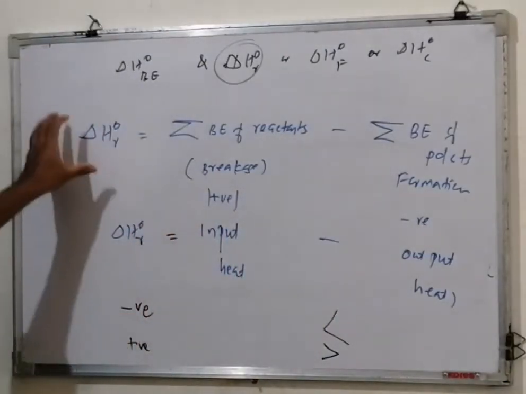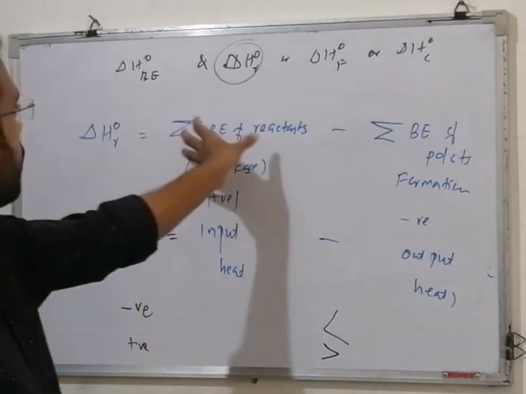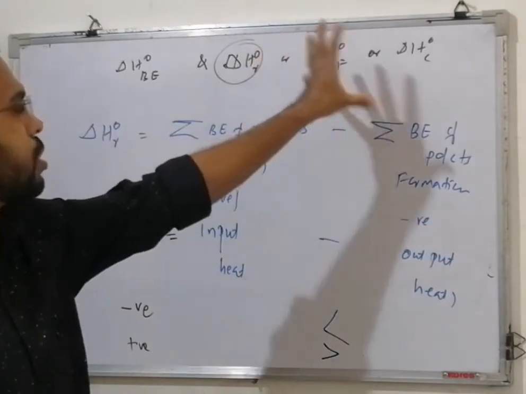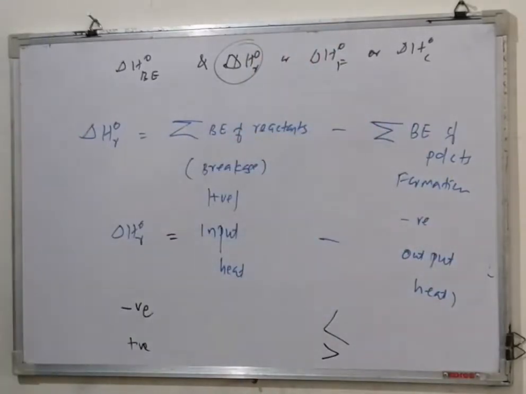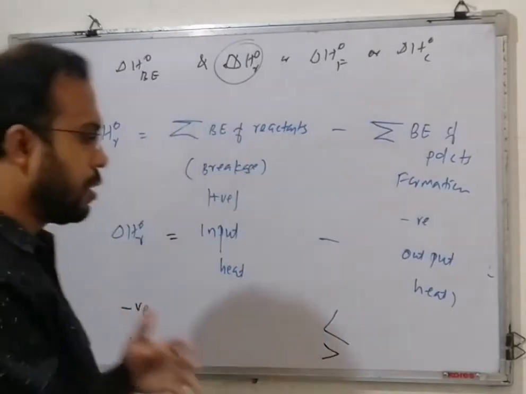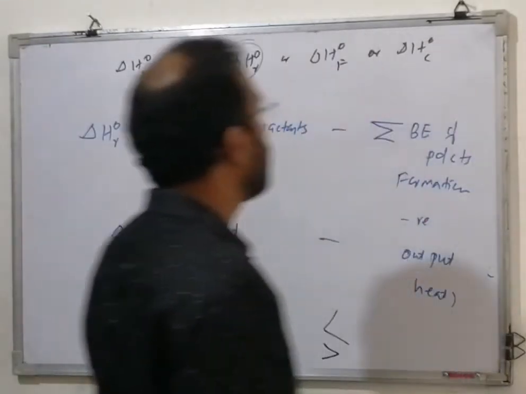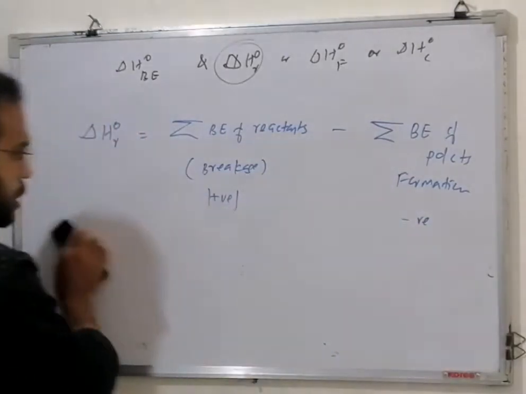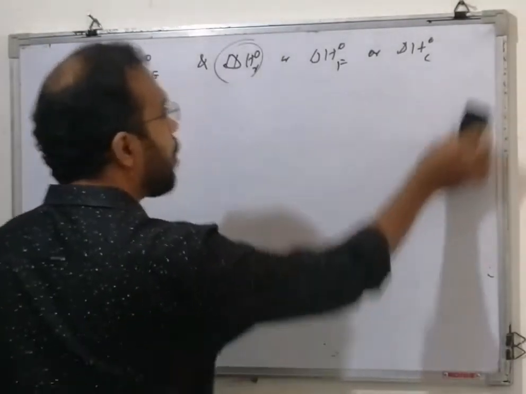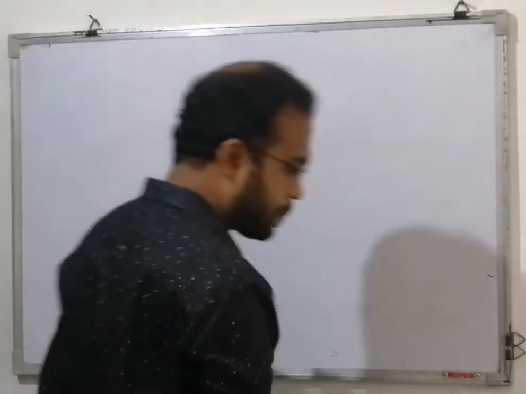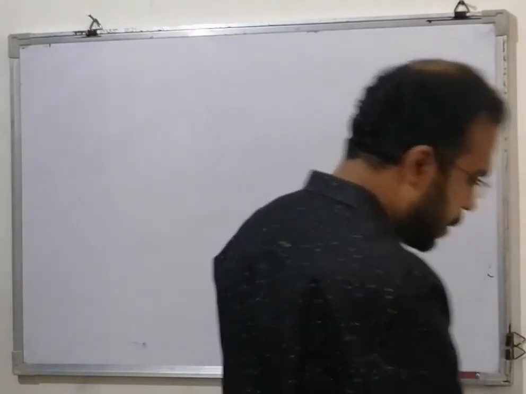Therefore, remember, when you connect bond enthalpies with enthalpy of reaction, enthalpy of formation or enthalpy of combustion, first take the summation of bond energies of reactants, then subtract from that the summation of bond energies of products. There are a lot of questions in various examinations. Let us take some examples from IIT JAM questions. Okay, I will write the first question.